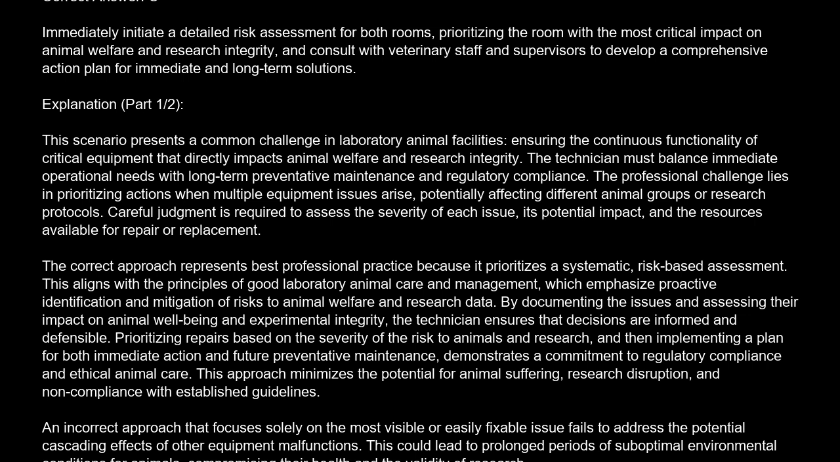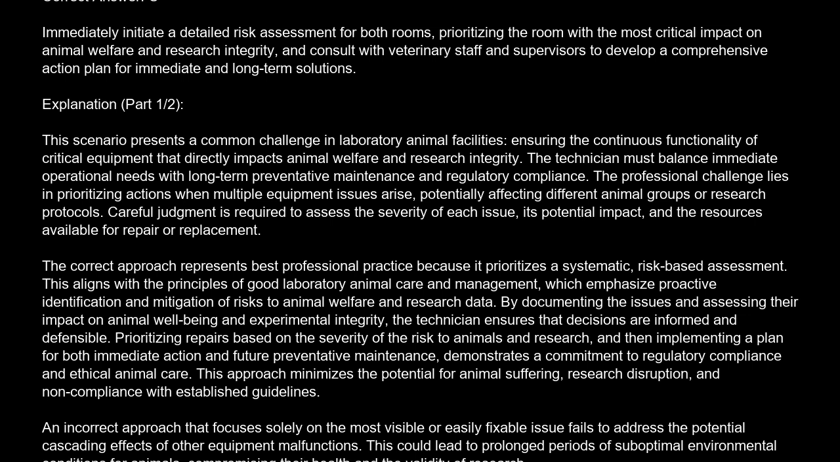Explanation. This scenario presents a common challenge in laboratory animal facilities: ensuring the continuous functionality of critical equipment that directly impacts animal welfare and research integrity. The technician must balance immediate operational needs with long-term preventative maintenance and regulatory compliance. The professional challenge lies in prioritizing actions when multiple equipment issues arise, potentially affecting different animal groups or research protocols. Careful judgment is required to assess the severity of each issue, its potential impact, and the resources available for repair or replacement. The correct approach represents best professional practice because it prioritizes a systematic, risk-based assessment.